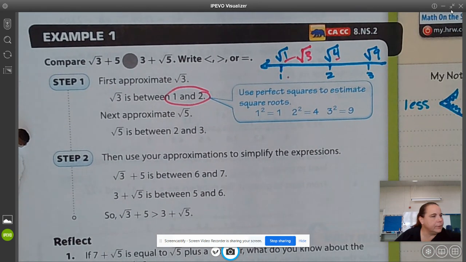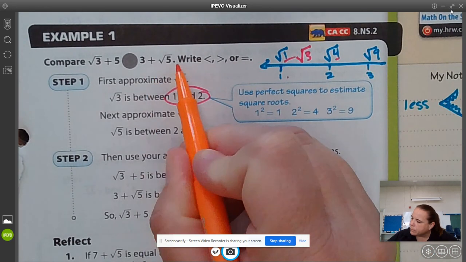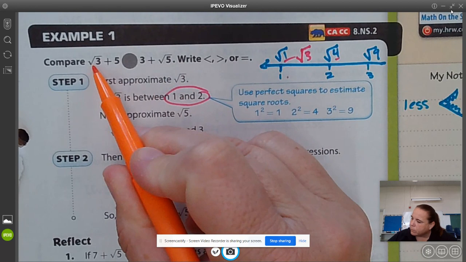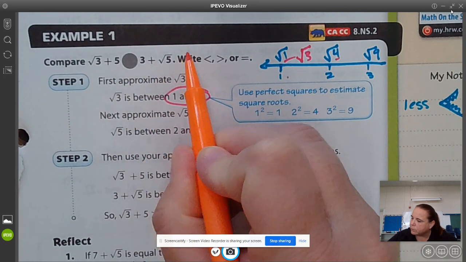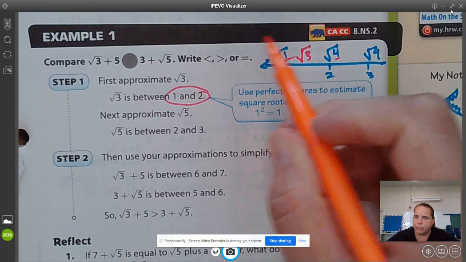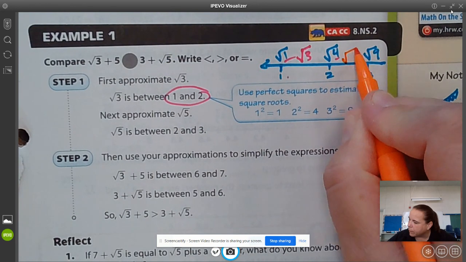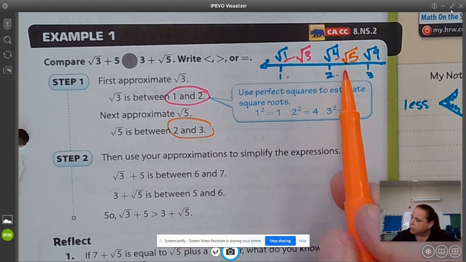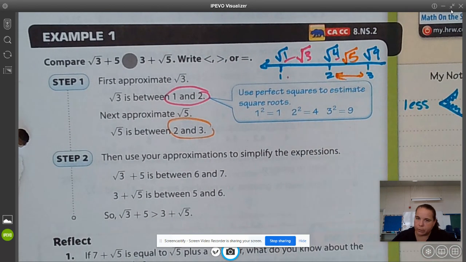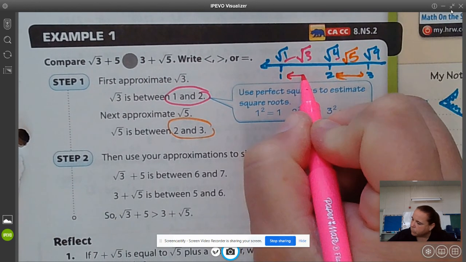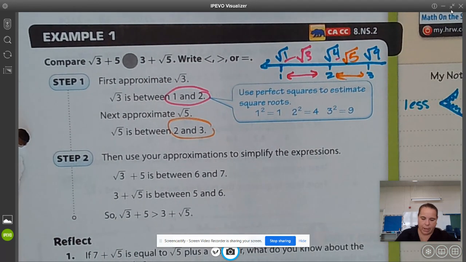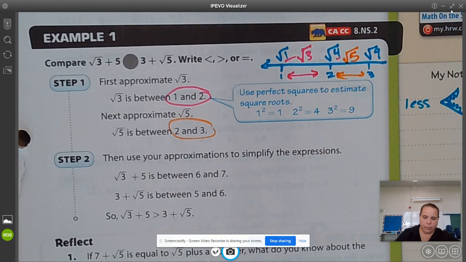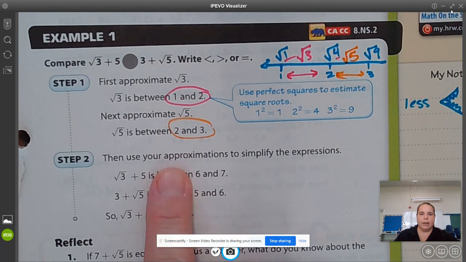We can also estimate the square root of 5, which is on the other side of this. We're going to compare the square root of 3 plus 5 to 3 plus the square root of 5. Here's the square root of 5, and we can see that's going to be a little bit more than 2. So the square root of 5 is between 2 and 3. So the square root of 3 is between 1 and 2, and the square root of 5 is between 2 and 3.